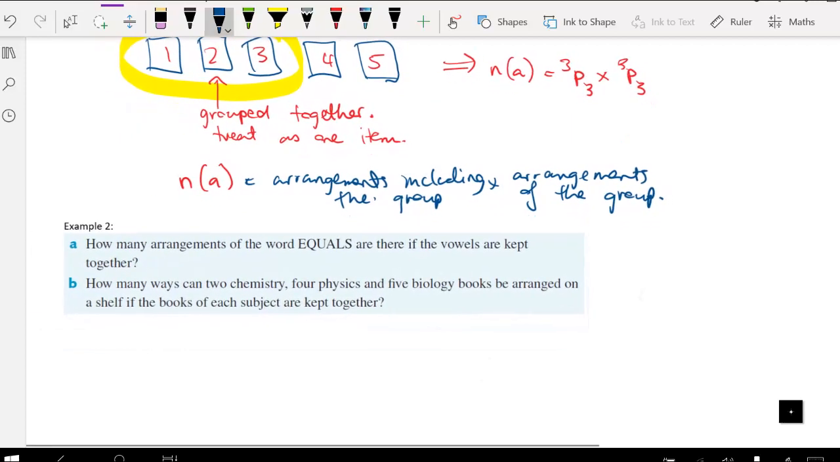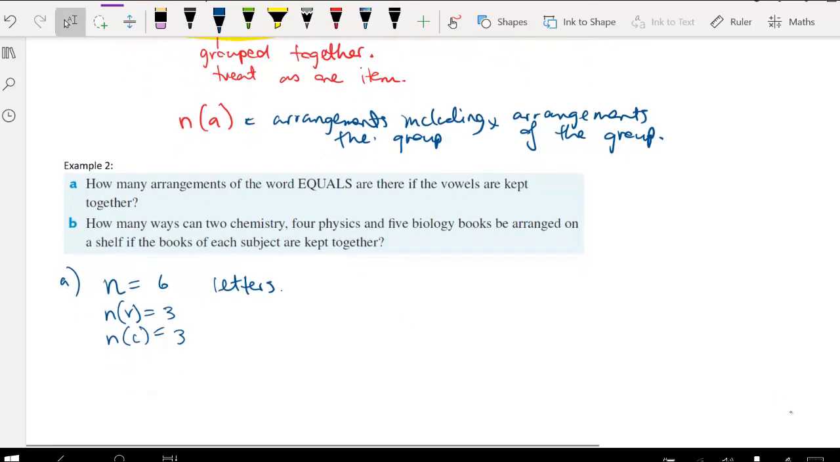So in this example, we can show how that works. The first example: how many arrangements of the word EQUALS are there if the vowels are kept together? We know that there are 6 letters, and they're all unique and different. The number of vowels is 3, and the number of consonants is 3 as well. The vowels we're grouping and keeping together, so we treat them as one.